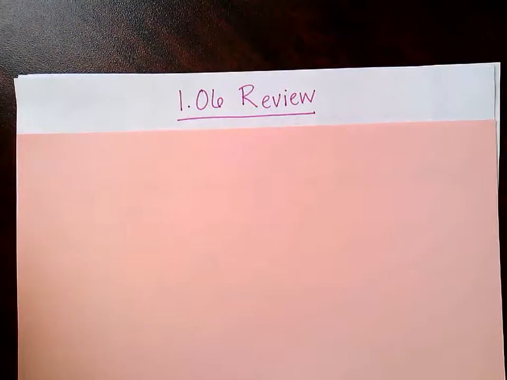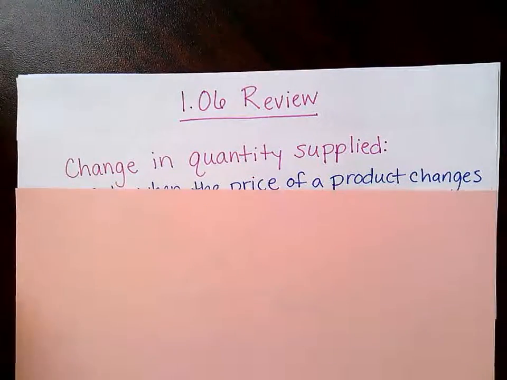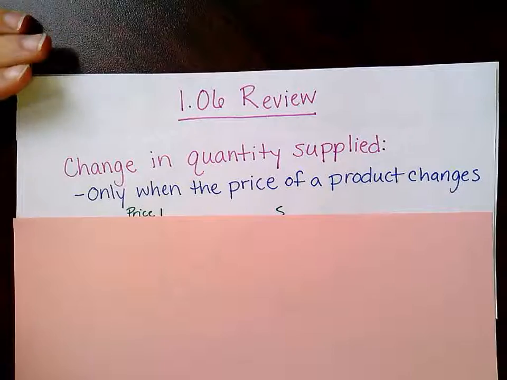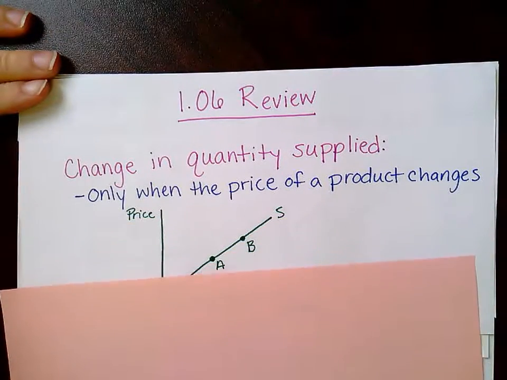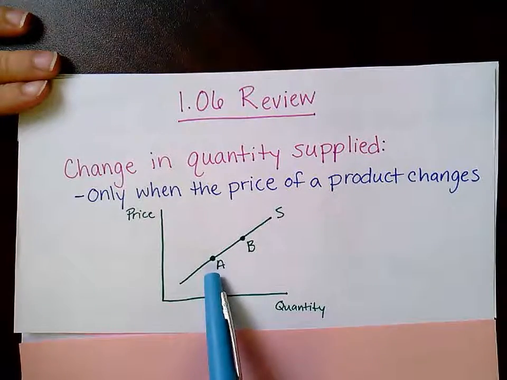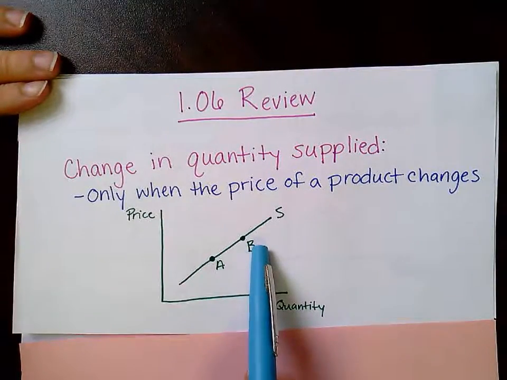Now that you've gone through lesson 1.6, let's go ahead and do some review. So you learned about a change in quantity supplied, which is when the price of the product changes, and that's the only thing that changes. And what that looks like is you're going from price A to price B.